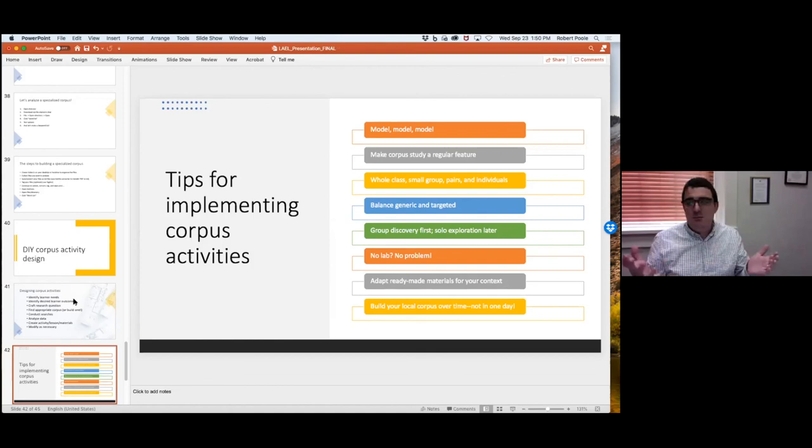And then build a local corpus. Not in one day, but over time. Just start collecting some essays here and there, or whatever text it may be, so that you can have those on file. Okay.